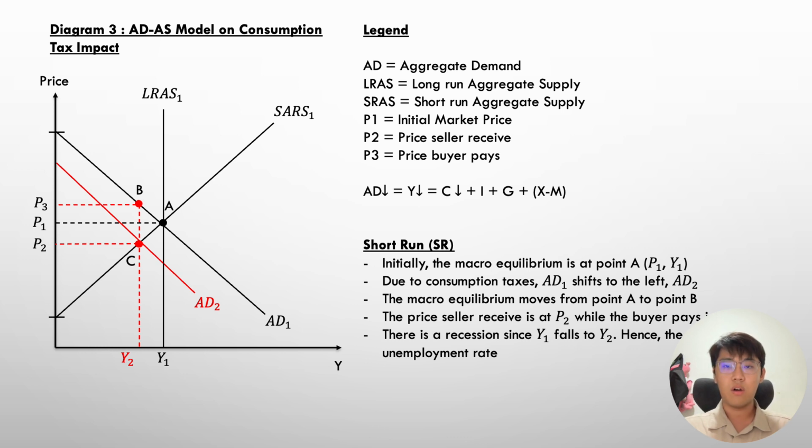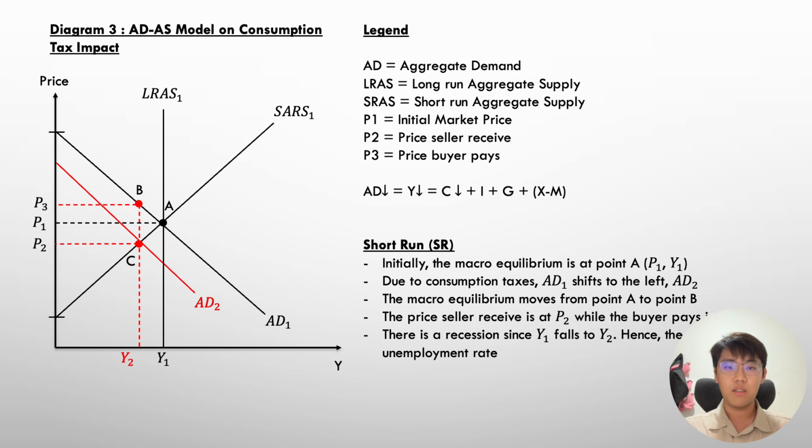Together, this is all gross domestic product, also known as GDP. In the graph, Y1 equals income minus taxes, which means Y1 equals disposable income. It is also likely that AD1 will shift to the left to AD2, reducing the aggregate demand. Initially, equilibrium is at point A, where output is at Y1 and price is at P1.